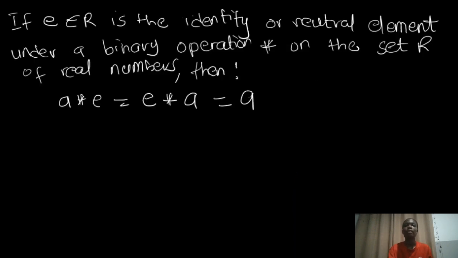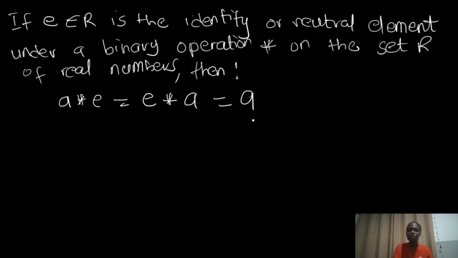So here we have, if E is a subset of R, E is a member of R. So if E, which is a member of R, is the identity or neutral element under a binary operation star on a set R of real numbers, then we say that A star E, which is equal to E star A, should be equal to A.